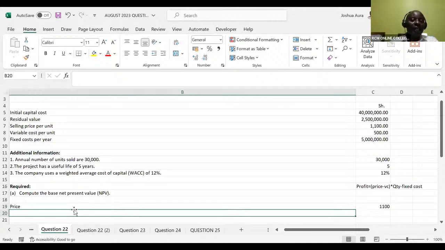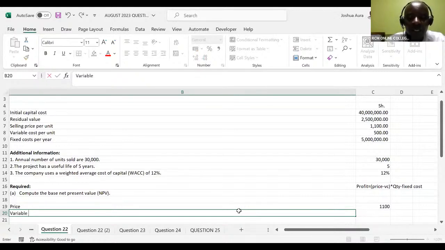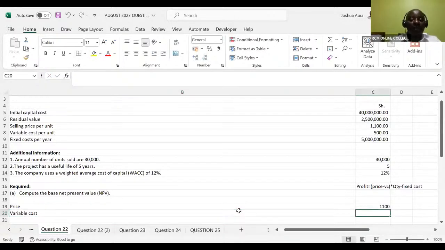The next thing I need is the variable cost. I'm following this formula. So I'll write here, variable cost. I say tab. So then I'm having there 500.